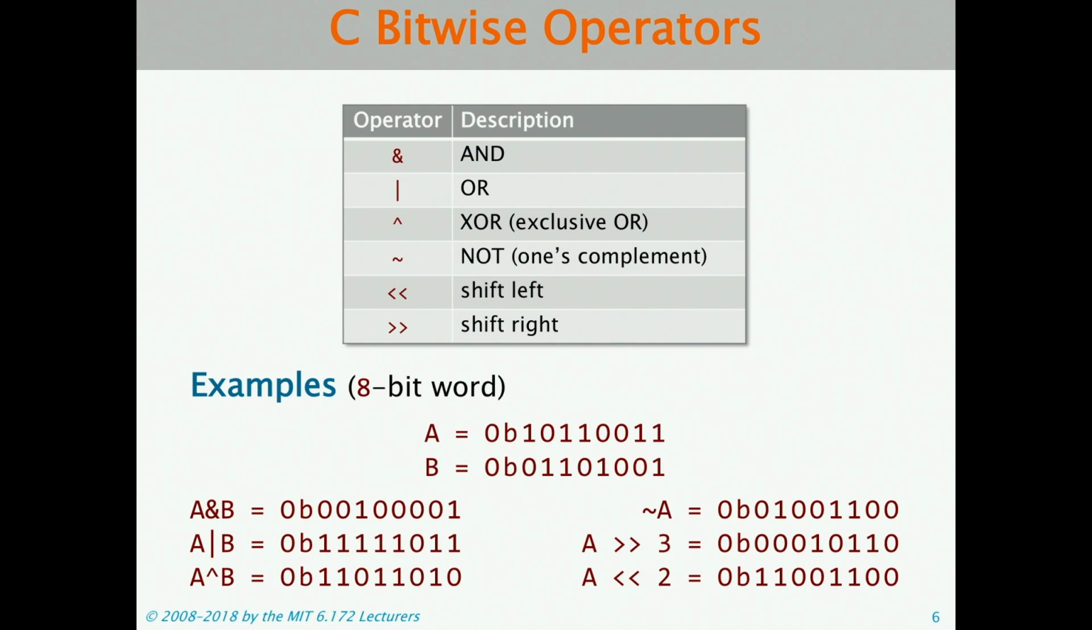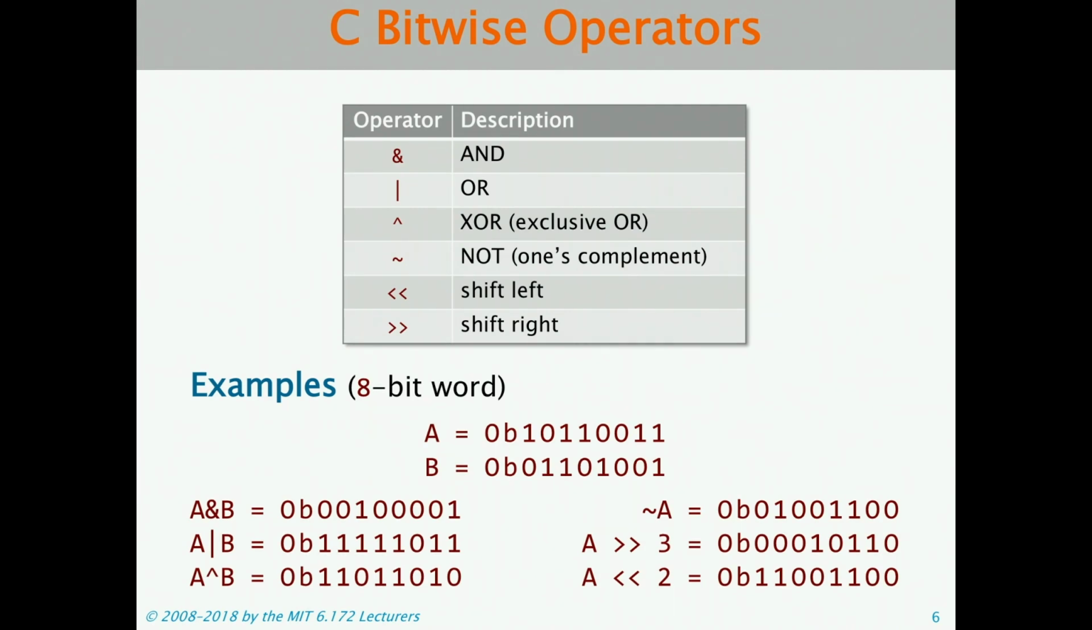OK. So C has a bunch of bitwise operators. And here's a table describing what these bitwise operators do. The ampersand is just logical AND. The vertical bar is logical OR. This caret sign is the XOR, or exclusive OR. XOR just says that if exactly one of the two bits is 1, then we return 1. And if both of the bits are 0 or both of them are 1, then we return 0. The tilde sign is the ones complement, or the NOT. And then we have left shift and right shift operators.